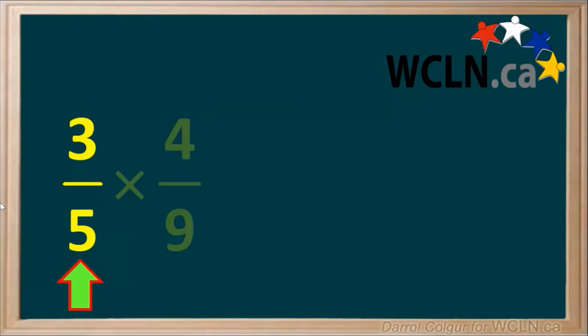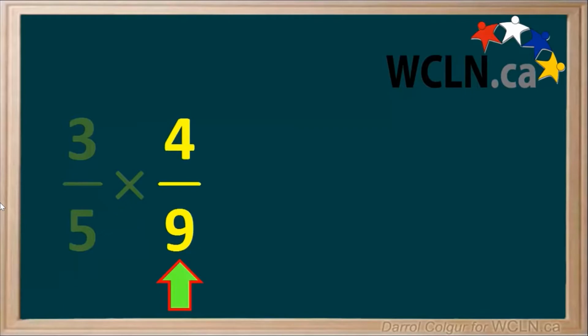We can often make the job of multiplying fractions easier by using cancellation. Let's see how this works. Let's say we're asked to multiply the fractions 3/5 times 4/9. First of all, we can check the fractions themselves to see if they can be simplified. 3/5 is already in its simplest form. Also, the fraction 4/9 is also in its simplest form. We cannot divide 4 and 9 by the same number other than 1.